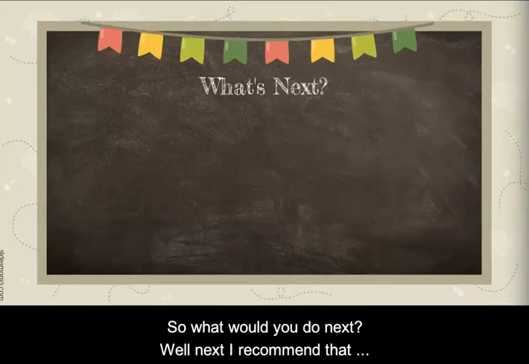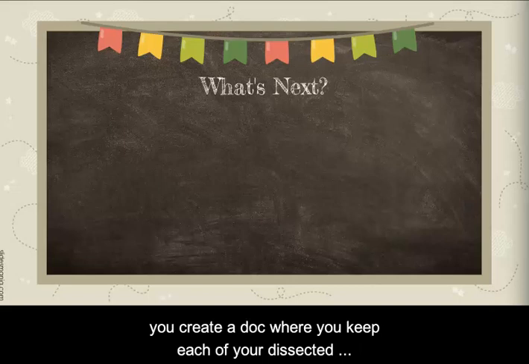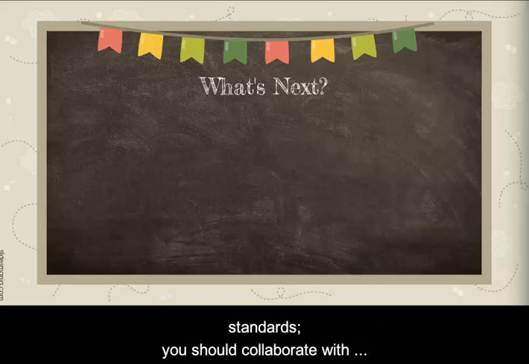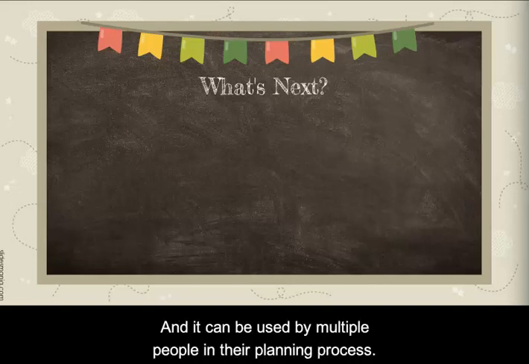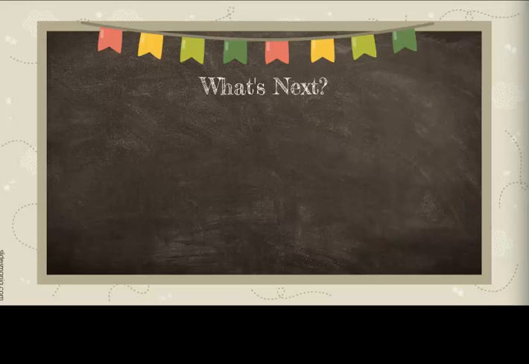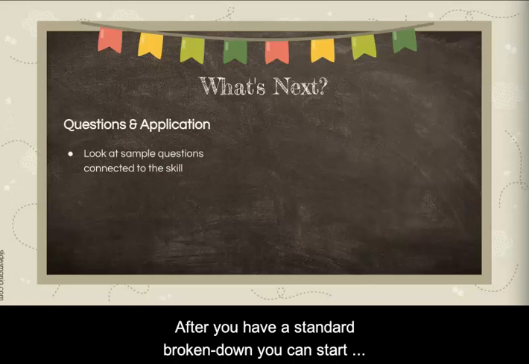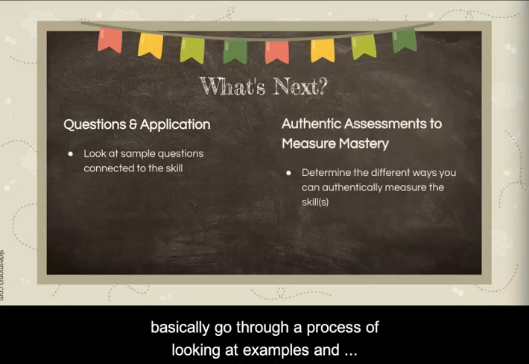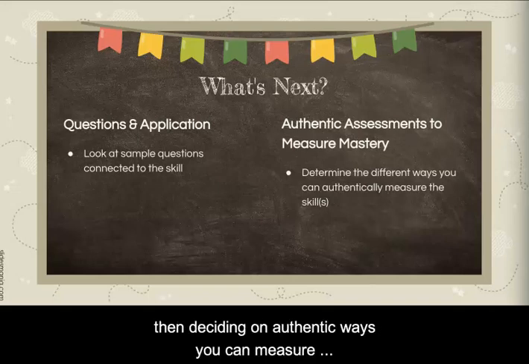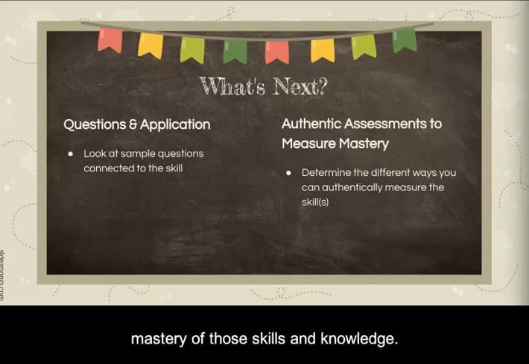So what would you do next? Well, next I recommend that you create a doc where you keep each of your dissected standards. You should collaborate with colleagues if you can to create one doc that you can build over time, really a working doc, and it can be used by multiple people in their planning process. After you have a standard broken down, you can start planning for instruction. You can find this in another video. But after dissecting, you basically go through a process of looking at examples and then deciding on authentic ways that you can measure mastery of those skills and knowledge.